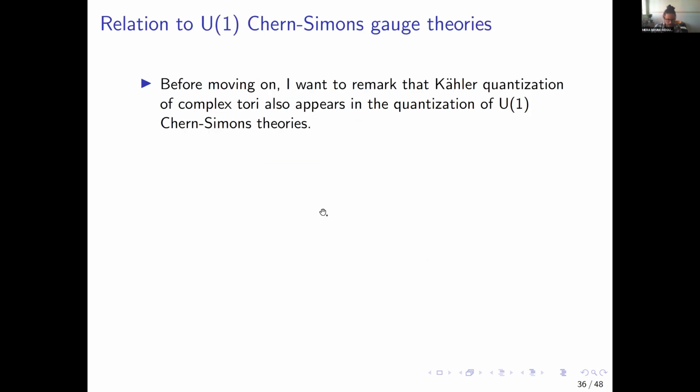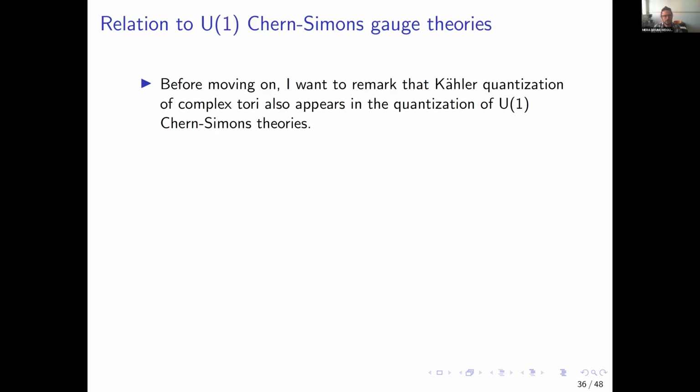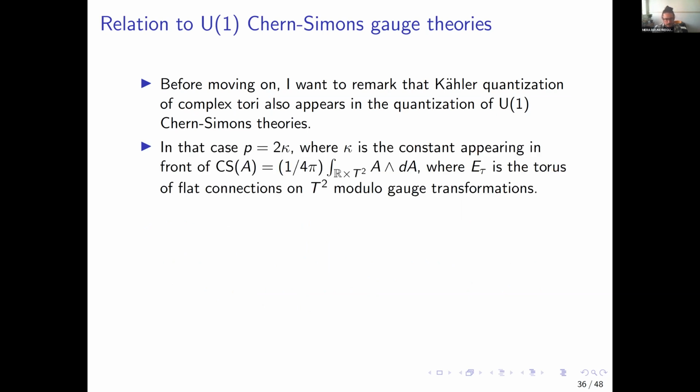So before introducing the Kähler bands, because we're almost ready to do that, I just want to point out that it's very interesting that this also appears in Chern-Simons gauge theories. So when you want to quantize a Chern-Simons, what happens is that the Kähler quantization of complex torus appears there. U1 Chern-Simons theories. Here our P that I had in the previous slides is 2 times kappa. Kappa is the constant that appears multiplying the Chern-Simons action.